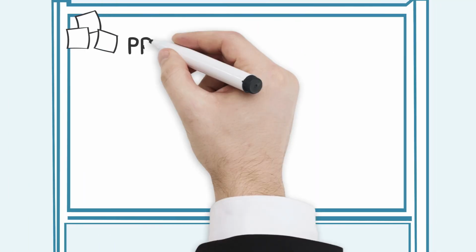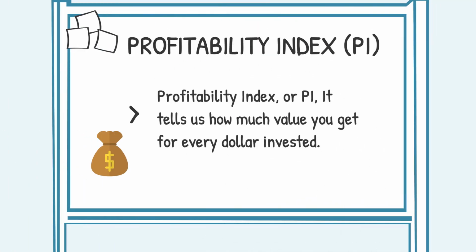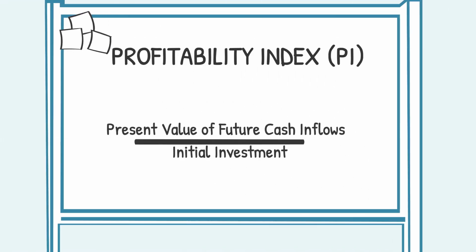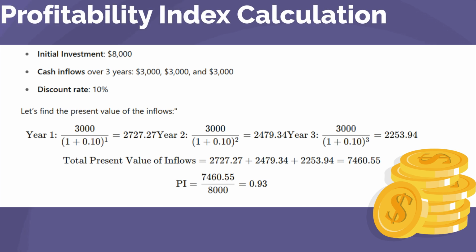Profitability Index, or PI, tells us how much value you get for every dollar invested. It's the ratio of the present value of cash inflows to the initial investment. The formula used to calculate Profitability Index is present value of future cash inflows divided by initial investment. Suppose a project requires an initial investment of $8,000. It generates cash inflows of $3,000 per year for 3 years. We'll use a discount rate of 10%.